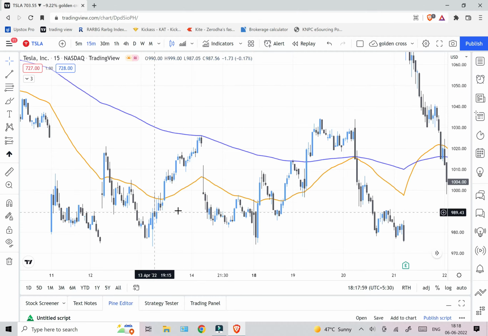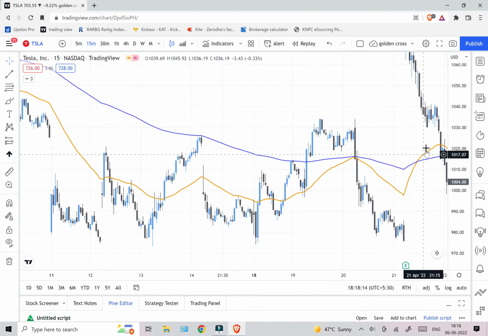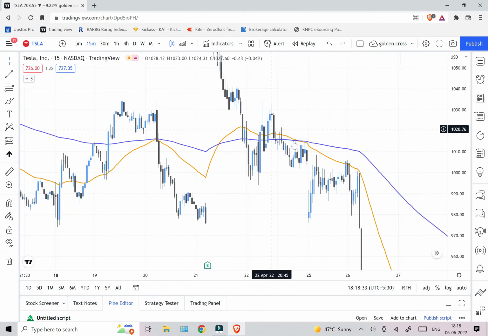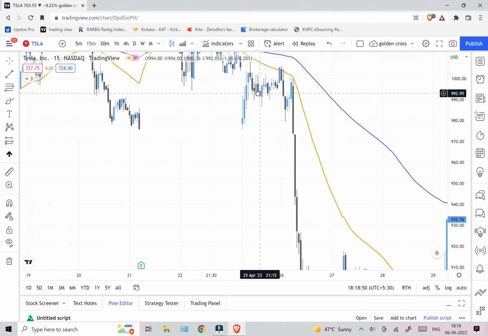So right over here, you can see the orange line is the 50 EMA and the blue line is the 200 EMA. Whenever 50 EMA cuts 200 EMA from the bottom, it's a buy signal. So right here you can see the orange line has cut the blue line and the market went up. Now over here, the vice versa case. The 50 EMA is cutting 200 moving average from the top. That means it's a sell signal. So the market went down.